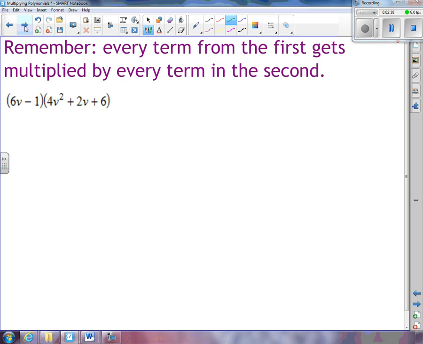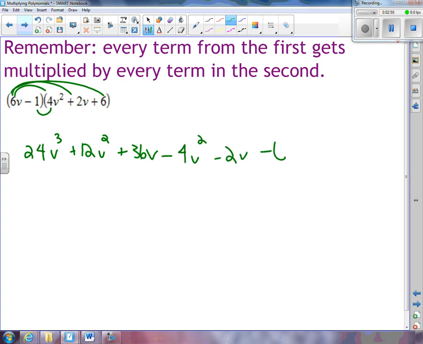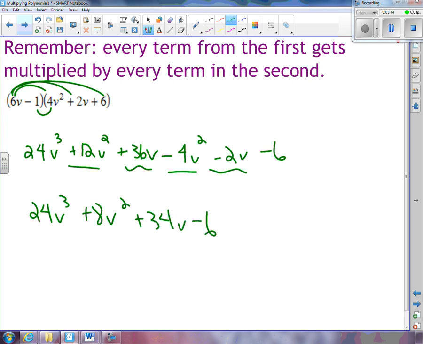You'll once again also have a binomial times a trinomial, so we'll end up with 6 terms again. So 24b cubed plus 12b squared plus 36b. Now let's do the second guy. Negative 4b squared minus 2b minus 6. Now it's just a matter of combining like terms again. 24b cubed. Then these 2 can be combined to be positive 8b squared. And there's our plus 34b minus 6. And that's your final answer.